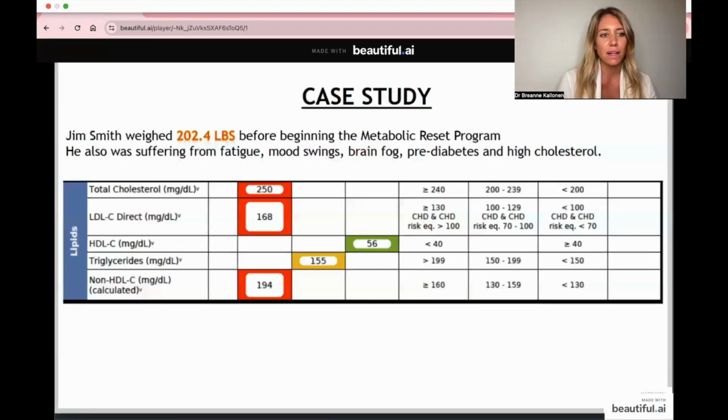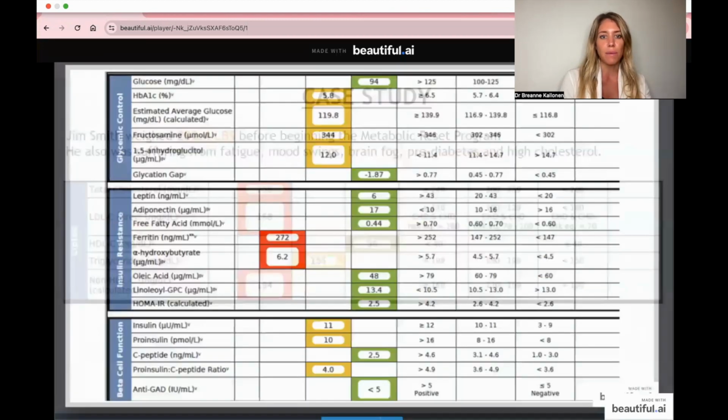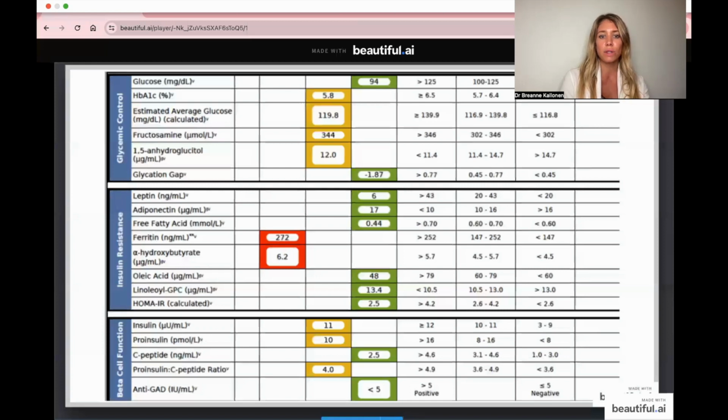So here's a case study. Jim weighed 202 pounds before the Metabolic Reset program. He was suffering with fatigue, mood changes, brain fog, prediabetes, and high cholesterol. So as you can see there, the total cholesterol is high, the LDL-C was high, and his triglycerides were starting to come up. The other thing that I noticed, and this is something that the Metabolic Reset program works really well on, is the hemoglobin A1C, or the blood sugar.